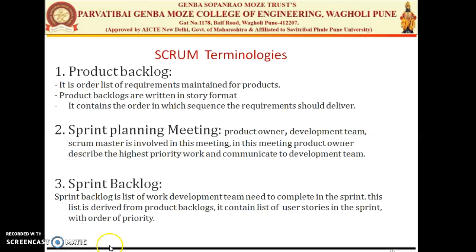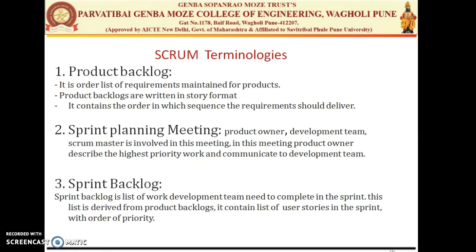Now we'll see the Scrum terminologies. The first one is the product backlog. As I have already told you, the product backlog is generally an ordered list of the requirements which are maintained for the product. So it contains different details like features, bug fixes, non-functional requirements, and whatever is needed to succeed a product. It is always in a product backlog.